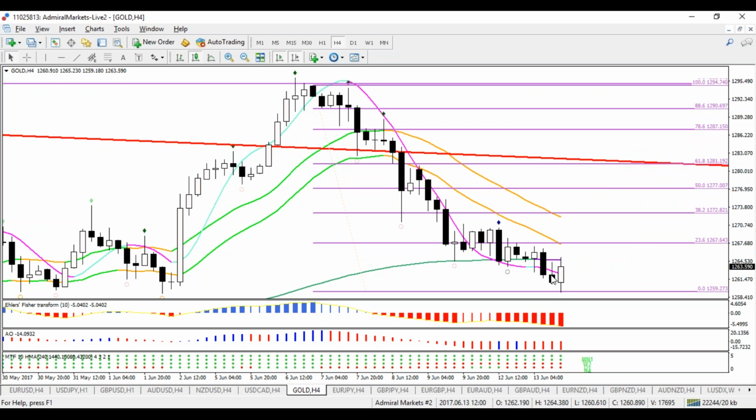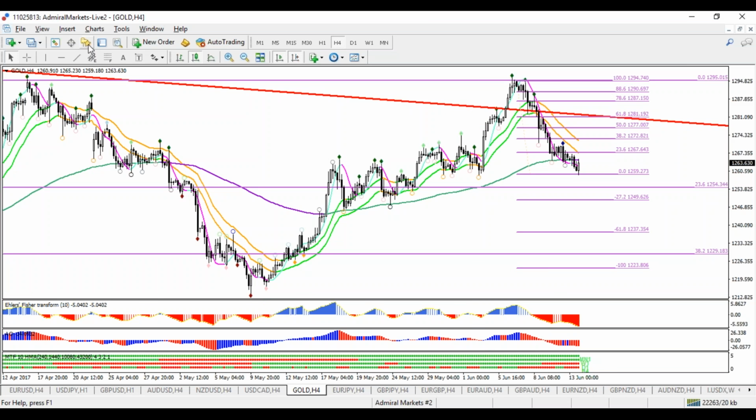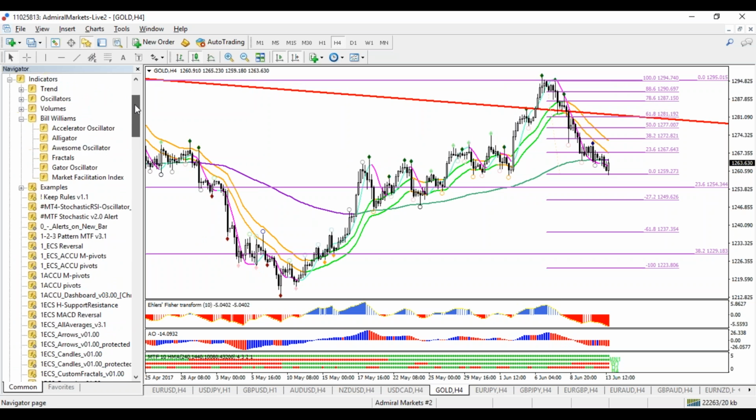Angel saying 1275 is the pivot level of Camarilla weekly. 1275. So that would be confluence with the 50, pretty close to the 50, in between the 38 and 50, but the 50 here and the trend line. So thanks for that info. That could be some confluence there. We can add the Admiral pivot points.